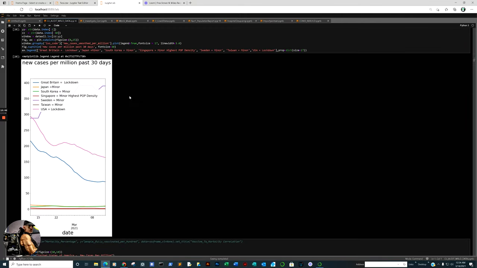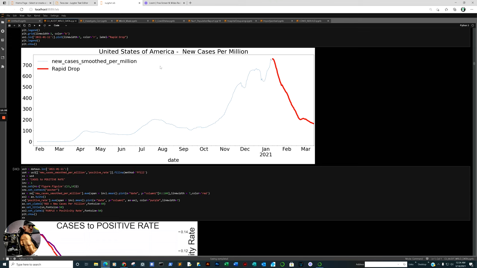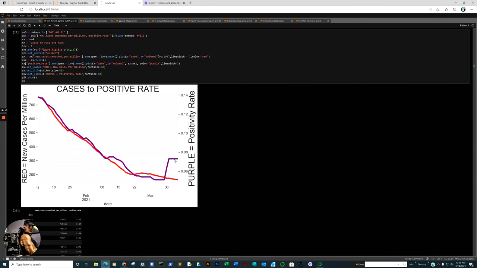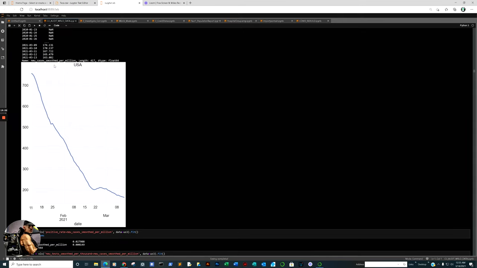All right, new cases, see Sweden there? That's the past 30 days, right up there. And then here is USA, and there's Great Britain. And so here we are, new cases per million. The red represents the rapid drop. Remember we first started seeing that on January 4th, you and I? And look, it's still going down. Case to positive rate, interesting here. The positivity rate seemed to take a little bit of a rise, but however, it's still dropping as far as the new cases per million. And so here we are, new cases per million smoothed.